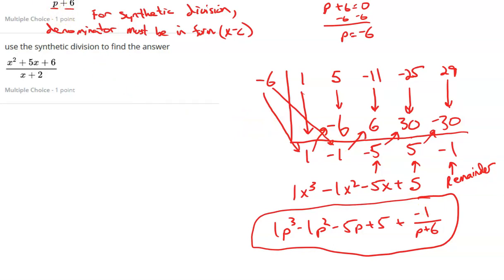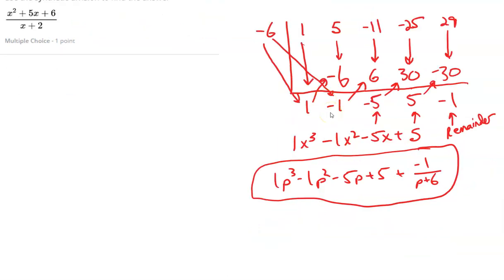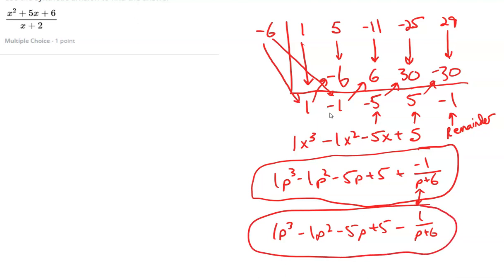I like synthetic division better. I think it's easier than long division. And if you get used to it, I think you're going to like it better as well. Let me show you one more thing here. Another way you could have written this is 1p cubed minus 1p squared minus 5p plus 5, and then a minus 1 over p plus 6. These two terms are exactly the same, plus a negative or just a minus. So you might see it written like that as well.